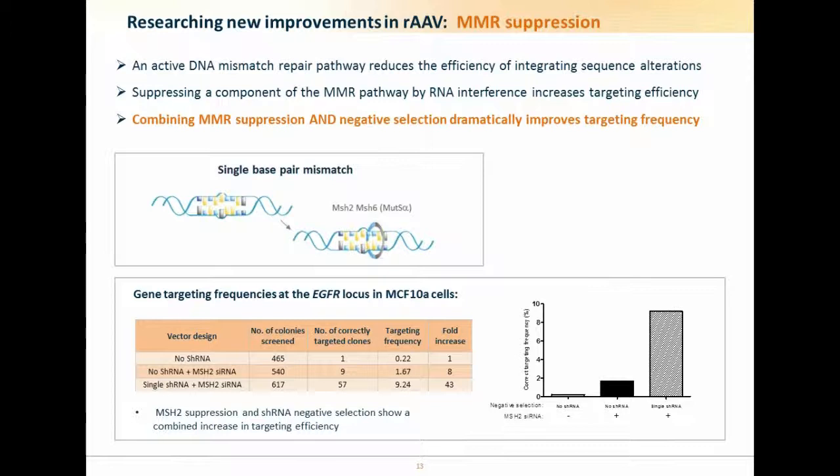Another thing we're doing is playing around with the mechanism inside the cell that controls homologous recombination. There's an active DNA mismatch repair pathway that reduces the efficiency, essentially, of all targeted homologous recombination. By suppressing a component of the mismatch repair pathway, we can improve the targeting efficiency. What we've done here is use an siRNA targeting a gene in the MMR pathway, MSH2. And what we've seen when we've combined this with the negative selection itself is an increase in the targeting efficiency up to 40-fold, as you can see down below, where we've got a single shRNA in the negative selection scheme plus the MSH2 siRNA. So we can realize pretty dramatic increases in targeting using AAV by combining these two new methods, the negative selection method and the mismatch repair suppression.